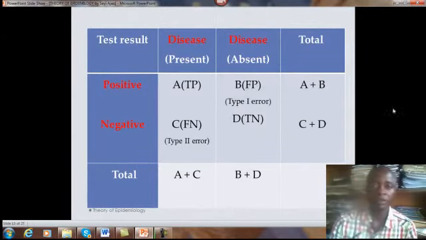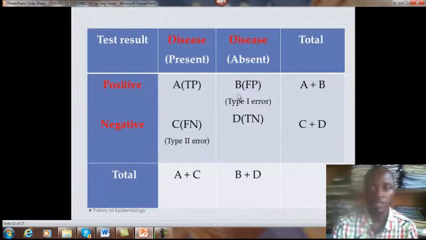The column here, under this column, the total will give us the true positive plus the false negative. Then when the disease is absent, the false positive plus true negative added together will give us the column total. Then the row total will give us this, and the row total for negative is this. This is from the test, for the screening test.